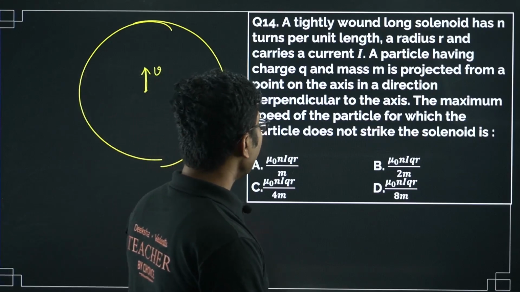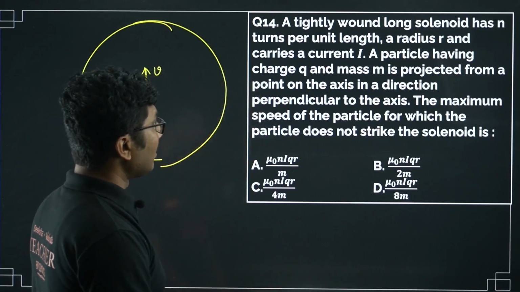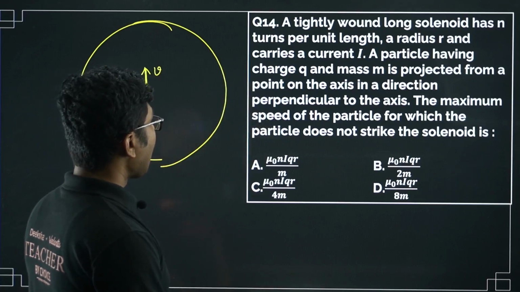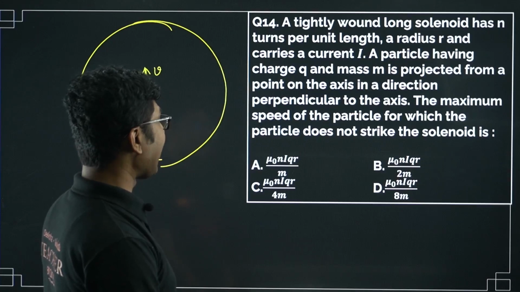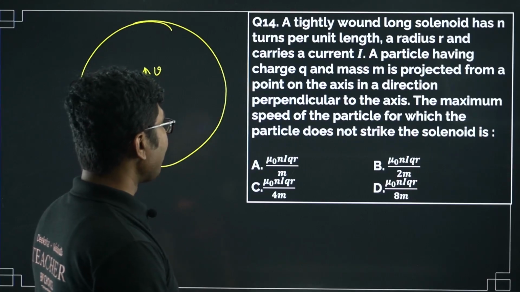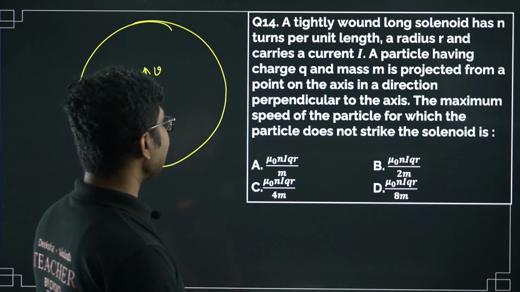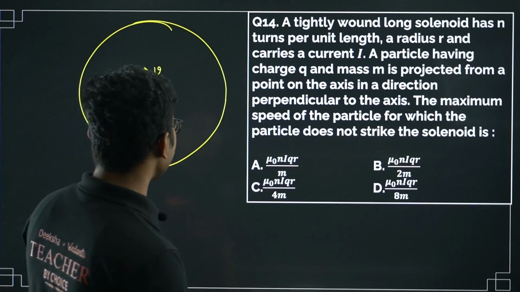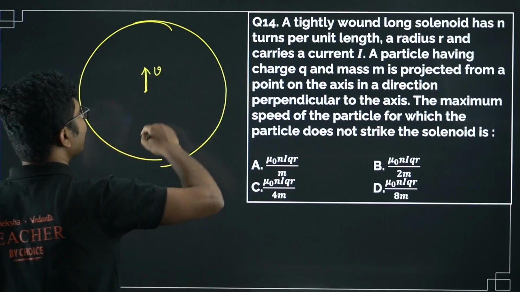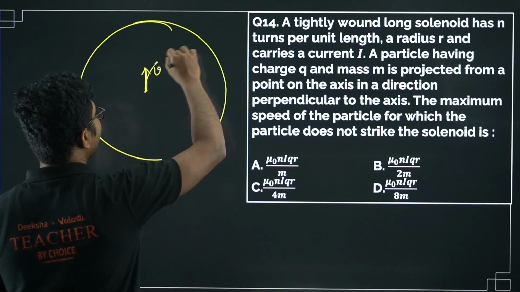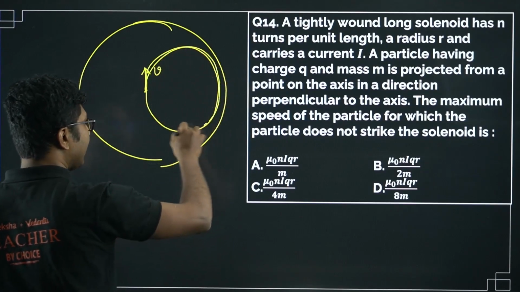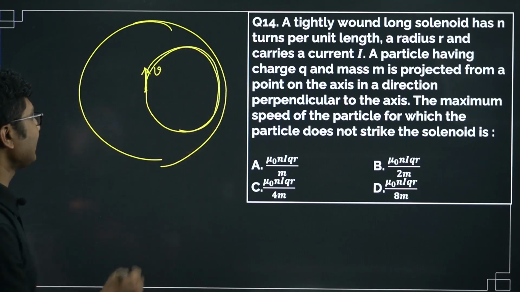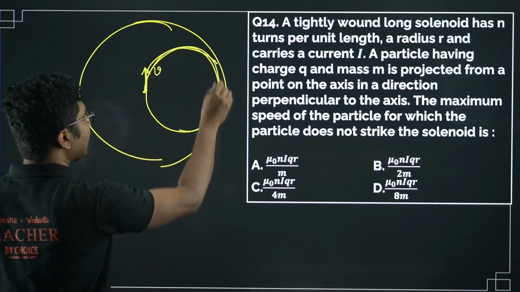It is moving in a direction perpendicular to the axis of the solenoid. The maximum speed of the particle for which the particle does not strike the solenoid is. So there will be a magnetic force acting on it, and the particle will rotate in a circular path like this. This is the starting point. So obviously the particle can go like this.